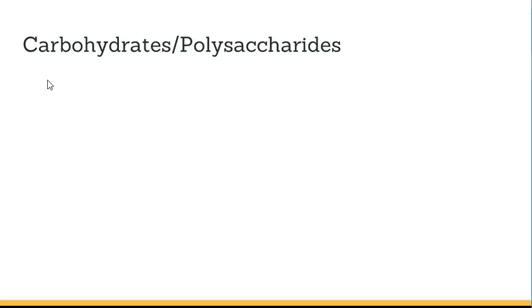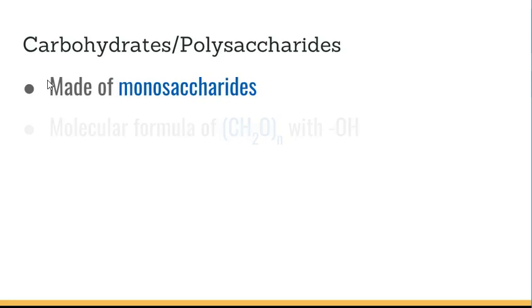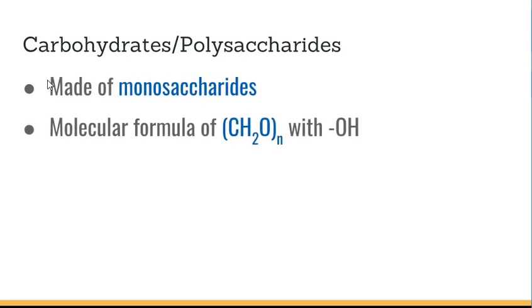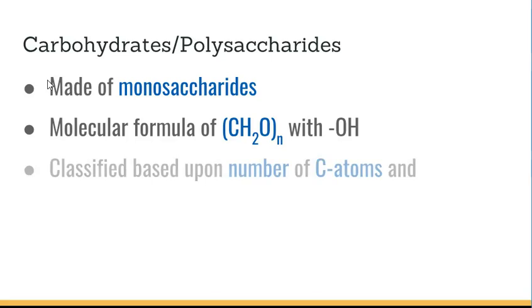Carbohydrates are also known as polysaccharides, polymers made of repeating subunits called monosaccharides. Each monosaccharide has a molecular formula of CH2ON, where N represents the factor that each can be multiplied by. This factor ranges from 3 to 7. Additionally, we will see that the monosaccharides contain carbon atoms with more than one hydroxyl group.